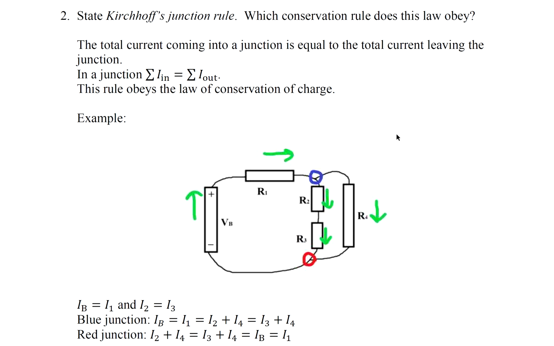Question 2. State Kirchhoff's junction rule. Which conservation rule does this law obey? So the total current coming into a junction is equal to the total current leaving the junction. In a junction, total current in equals total current out. This obeys the law of conservation of charge.